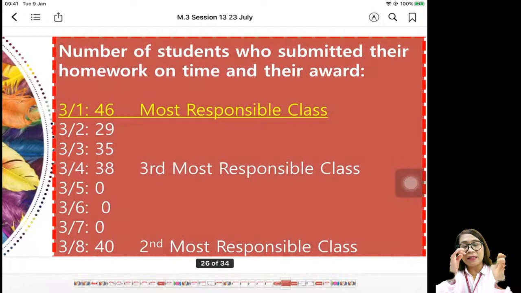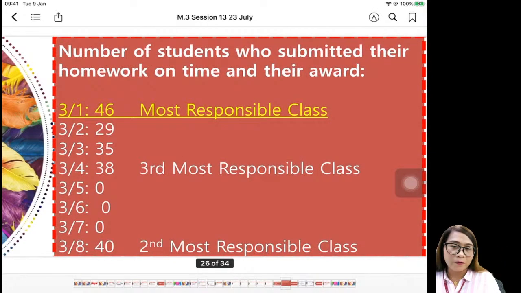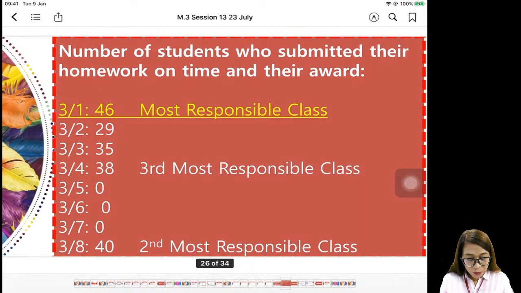Next is this student, before you take a photo of your homework. I would like you to look at this for the number of students who submitted their homework on time and their award. 3/1. 46 students submitted the work. I don't know how many students in 3/1. I think around 50 or 54 like that. So 3/1 is the most responsible class. So I will clap my hands for 3/1. Good job. Good job, students.